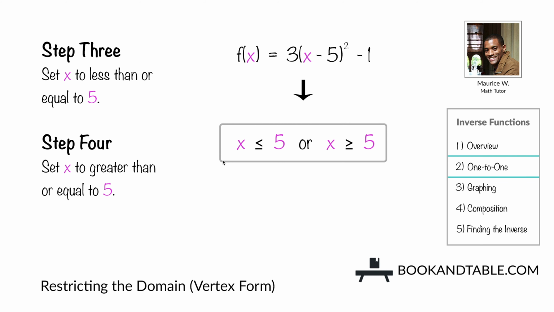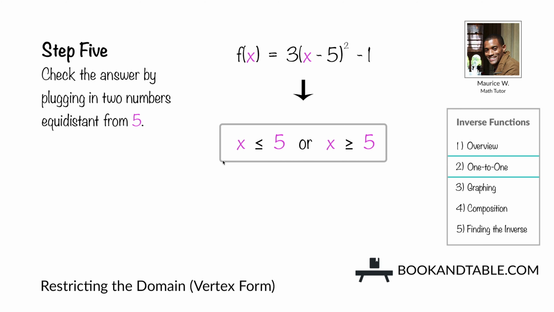Now, how do we go about checking the answer? We want to check the answer by plugging in two numbers equidistant from 5. This will show that the y values were the same at different x's. This is the line of symmetry. If we go one below to 4 or one above to 6, they should have the same exact y values because the parabola is going up at an equal rate on both sides of the line of symmetry.